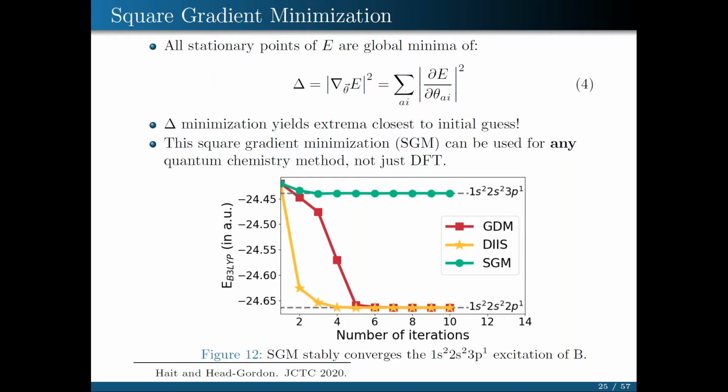And it can really be used with any quantum chemistry method, not just DFT. It can be used with orbital optimized MP2, CASSCF, and so on and so forth, although we have focused mostly on DFT. As to how it works in practice, I go back to the case of the excited state of the boron atom, in which we see that the square gradient minimization, or SGM approach, manages to converge the 2p to 3p excitation without any trouble, unlike the classic ground state convergers like DIIS or GDM, which undergo variational collapse.